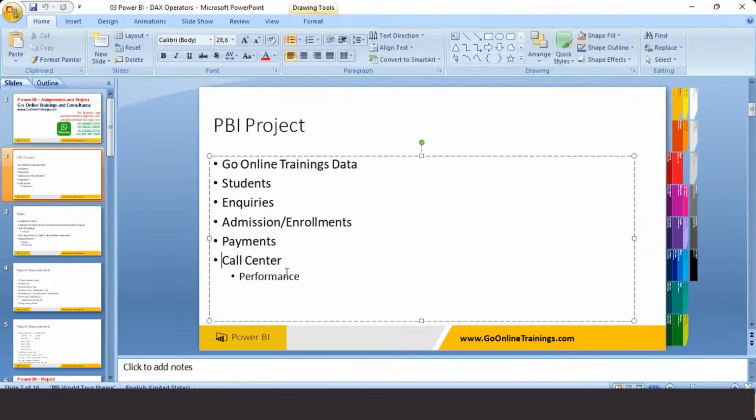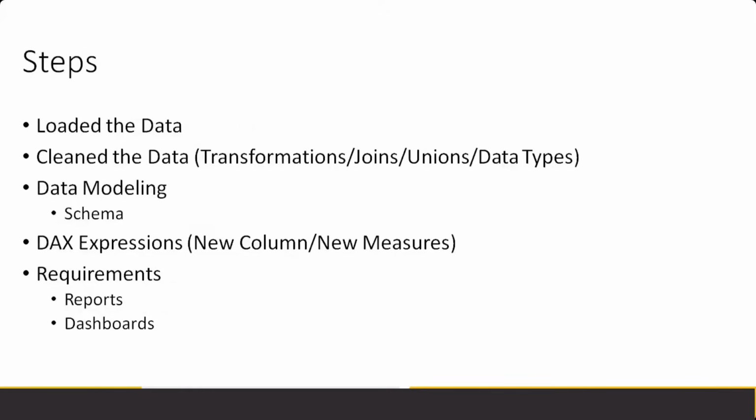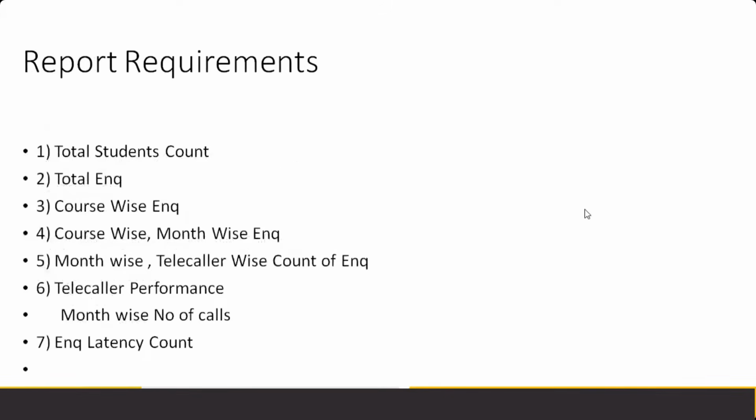So if somebody asks you what the goal of the project is, it is call center performance. This is what we need to target in this project, right? Some report requirements I have given: total students count, total inquiries, course-wise inquiries, month-wise inquiries, month-wise telecaller-wise count of inquiries, telecaller performance, month-wise number of calls, right?